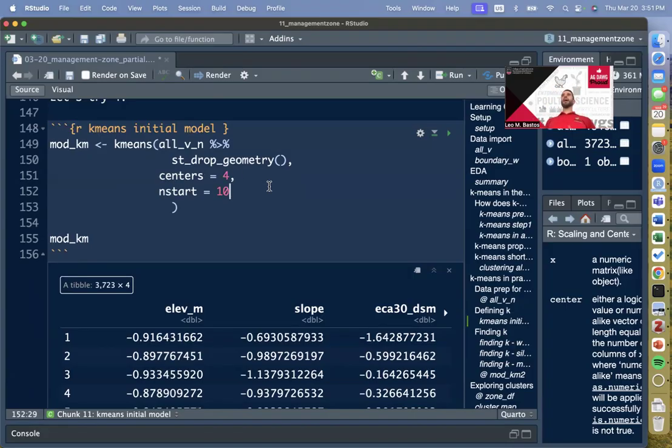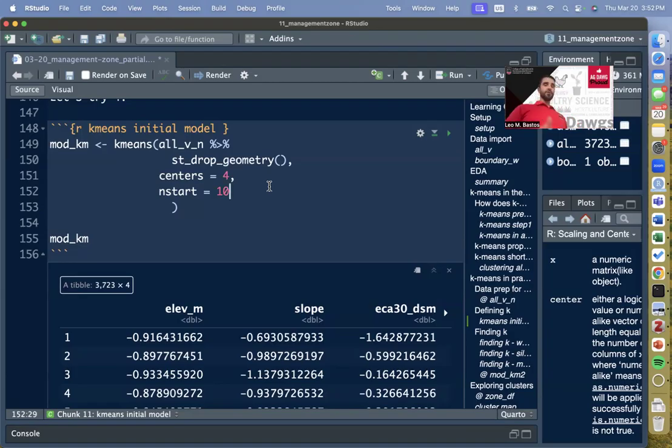nstart is basically how many times the full algorithm of k-means is going to run before it gives you an answer. And I don't mean that it's going to do 10 iterations. It means that it's going to do the first run, however many iterations it takes to find the center of the clusters. That's one run. And then it's going to do another one and another one, 10 times in this case.